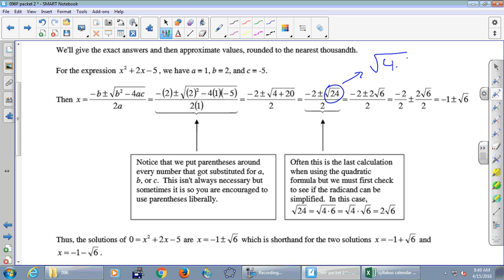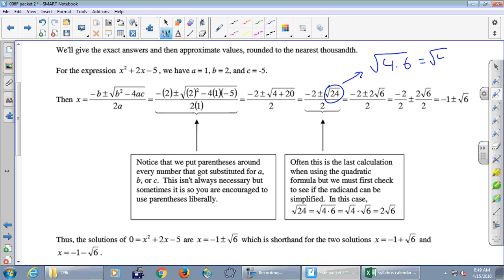Six times 4 is the winner. 24 is also 8 times 3, but that's not useful to us. So we remember how to simplify square roots is we needed to factor 24 into a perfect square like 4 times whatever else. 8 times 3 is not good. Neither of them is a perfect square.